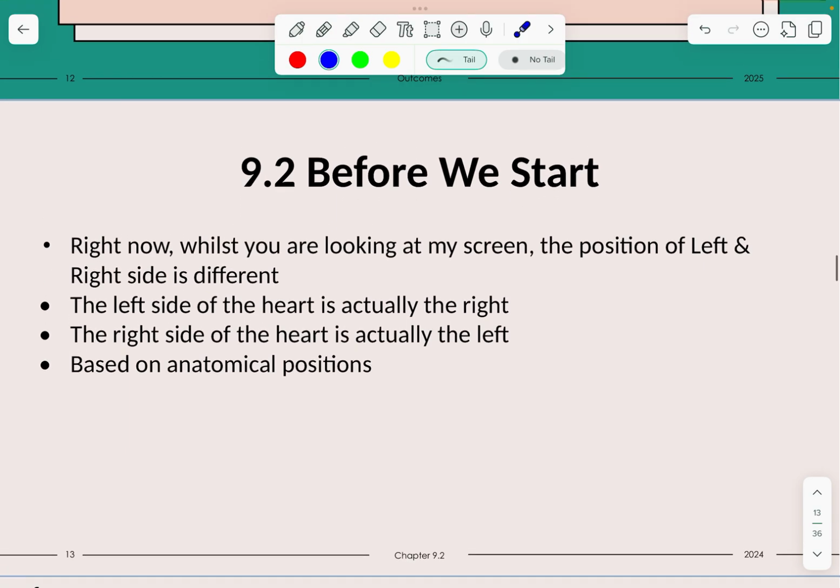Okay, so now you're going to look at a few images of the heart, but I want you to know the positions of it. Where is the left side of the heart? Where is the right side of the heart? You may be confused now. Let's say this is the heart. If I tell you that, as you're seeing on my screen or in this video right now, this part is the left hand side and this is the right hand side, you are wrong.